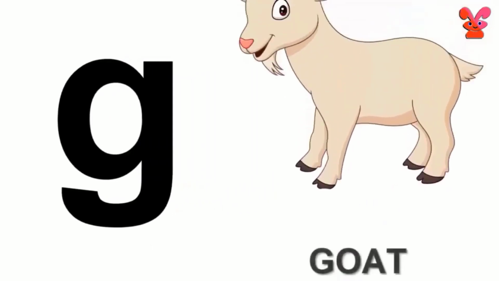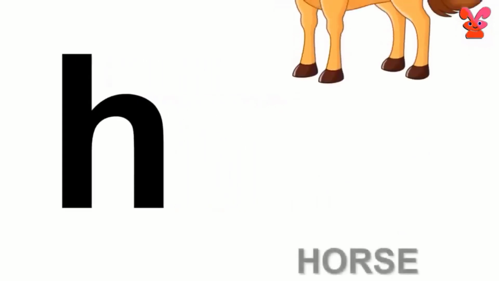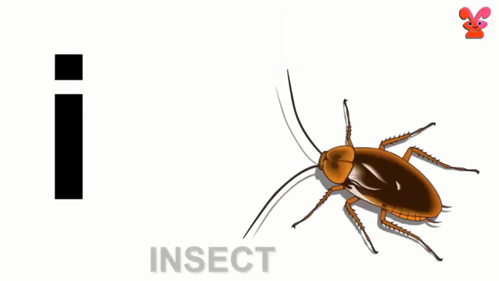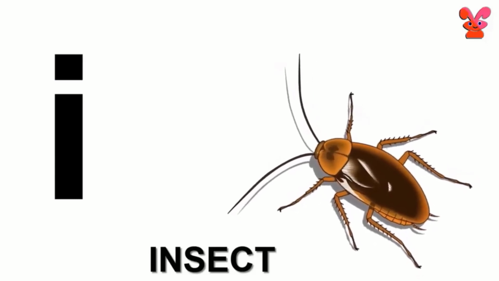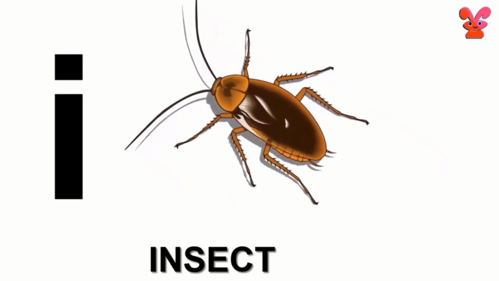G. G for goat. G-O-A-T. Goat. H. H for horse. H-O-R-S-E. Horse. I. I for insect. I-N-S-E-C-T. Insect.